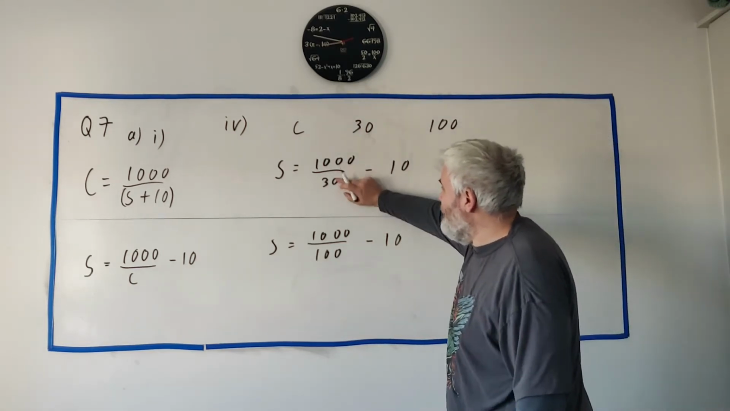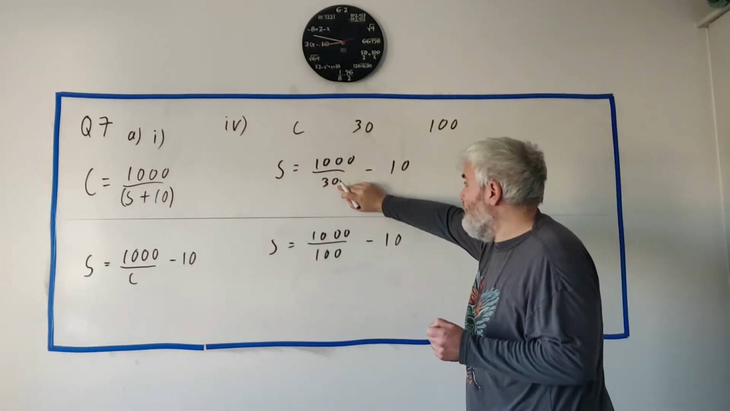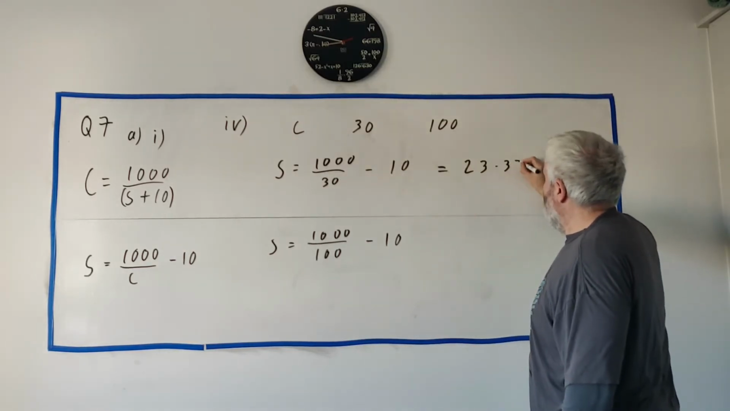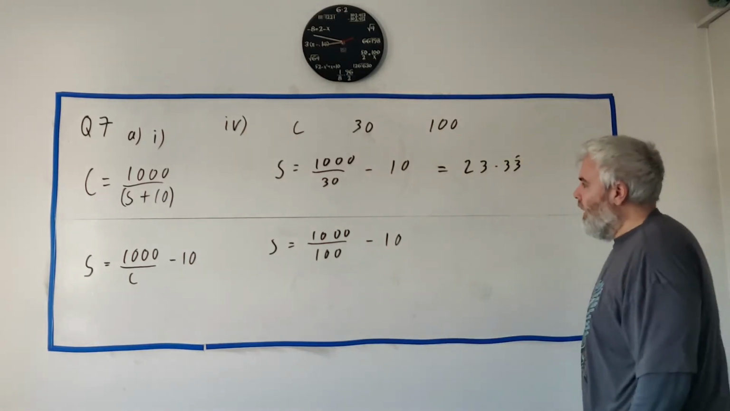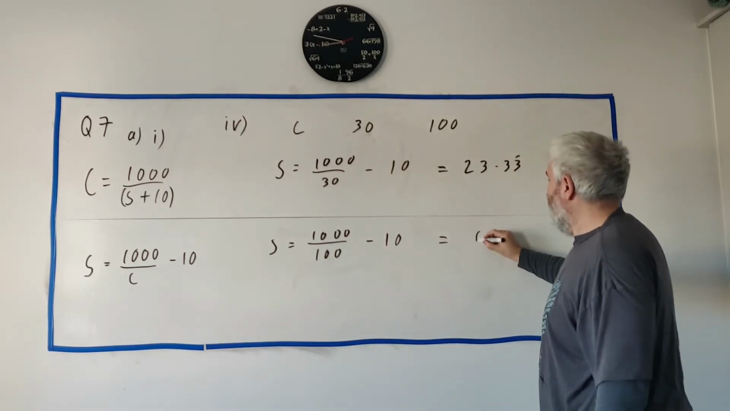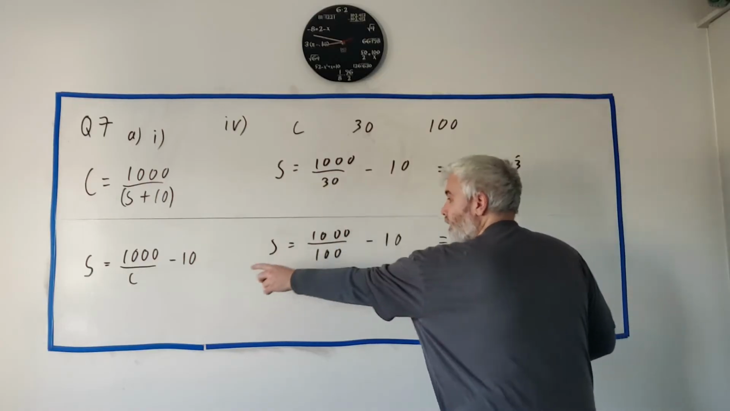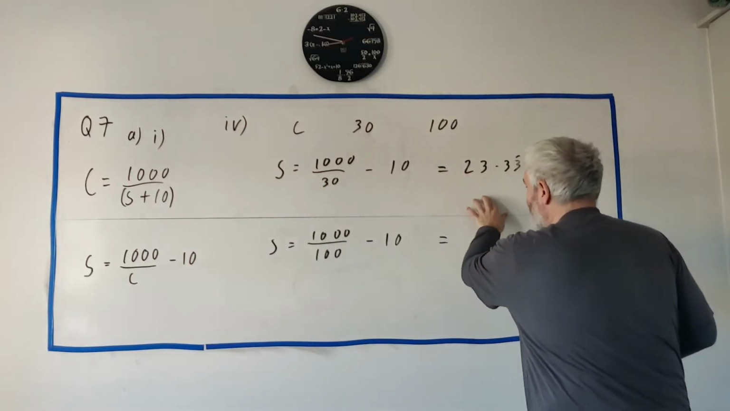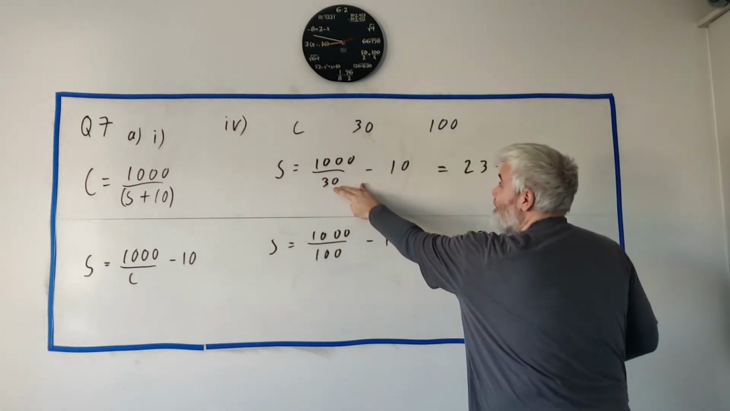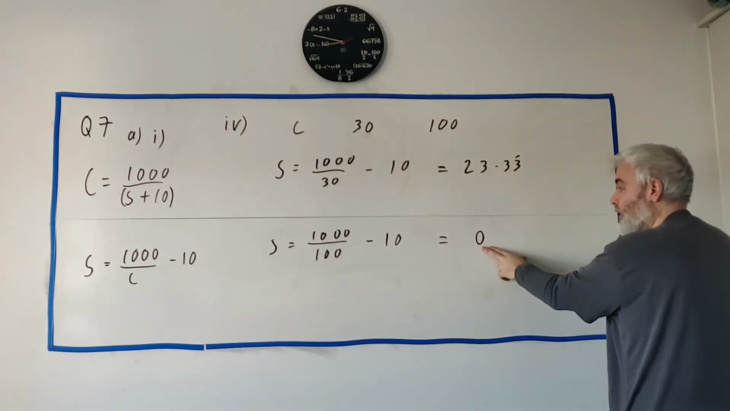To do this, 1000 divided by 30 is, checking a calculator, but I believe it's 33.333 minus 10, which is 23.33, and that continues on. This number, 1000 divided by 100 is 10, minus 10 is equal to 0. So as C gets bigger, S should get smaller and smaller. So this must be the biggest number because it's the smallest C, so S must be the biggest. It's the biggest C, so S must be the smallest.